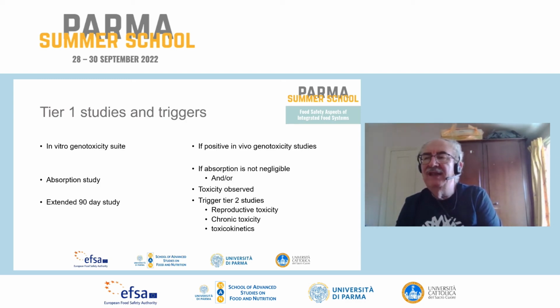So Tier 1 essentially comprised the initial guidance, and this has been adapted in other areas since, of an in vitro genotoxicity suite, which would trigger, if positive, in vivo genotoxicity, an absorption study, and an extended 90-day study, either of which could trigger Tier 2 studies for reproductive toxicity, chronic toxicity, and toxicokinetics. If absorption was not negligible, or if toxicity was observed in the 90-day study, even in the absence of absorption.